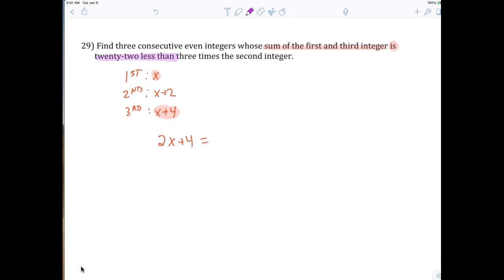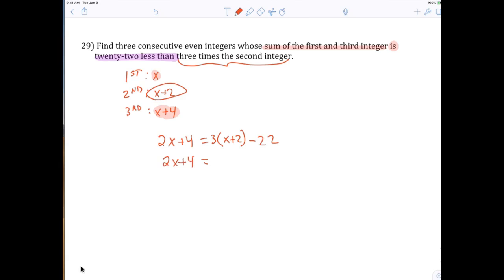No, no, no. 22 less than is what? Minus 22. You with me? I know what you're thinking. That's okay. Minus 22. And then it's 3 times the second. And again, this is the second. So it'd be 3 times x plus 2. Everybody take a look at that now and make sure you're okay with that. Everybody good? Now we just have to solve it.